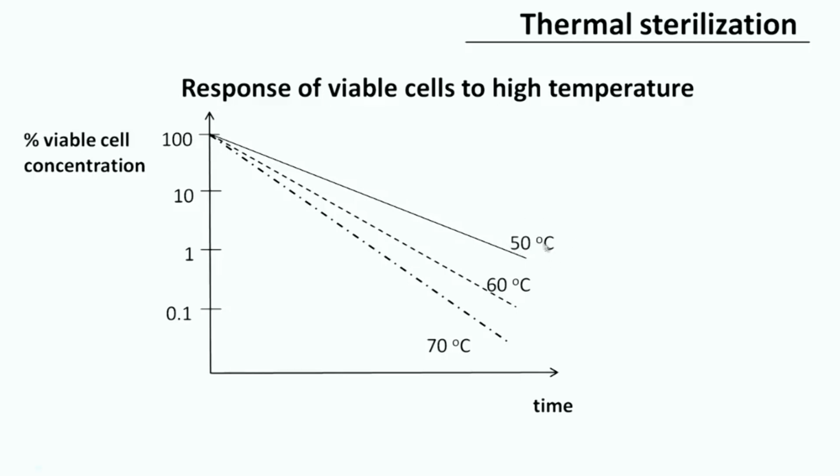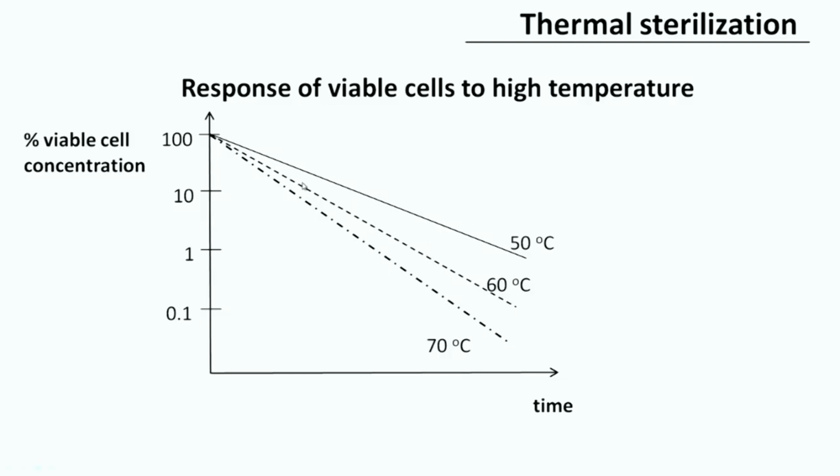So, 50 degrees C is somewhat high for most organisms. There are some thermophiles that grow well at higher temperatures, but let us not consider them for the time being. If it is at 50 degrees C, then the viable cell concentration decreases linearly with time. At 60 degrees C, again the response is linear, but it is steeper, it gets killed faster. And similarly, at 70 degrees C, the response is linear, but the slope of this curve is larger compared to the ones at 50 degrees C or 60 degrees C.